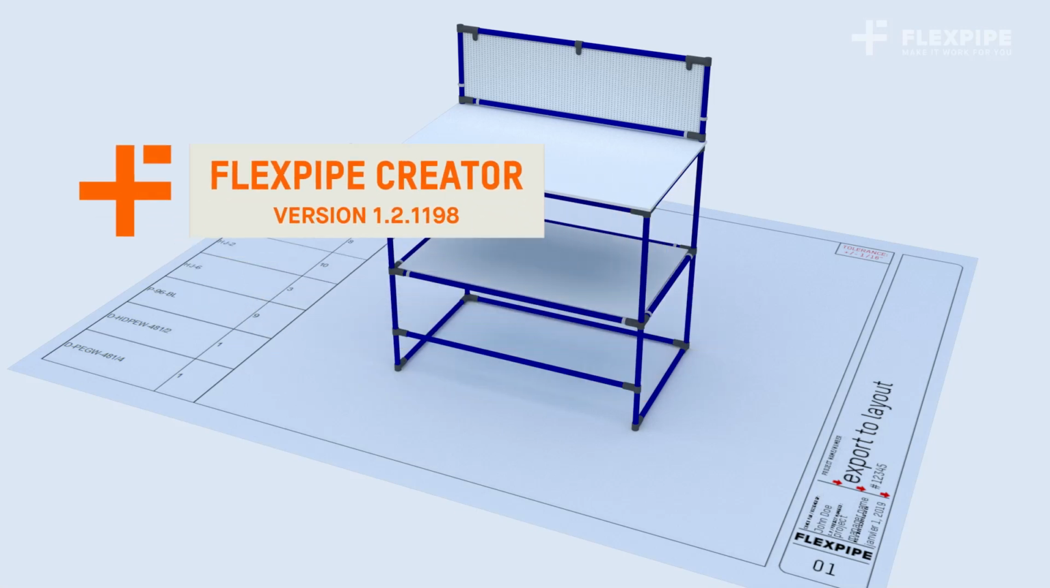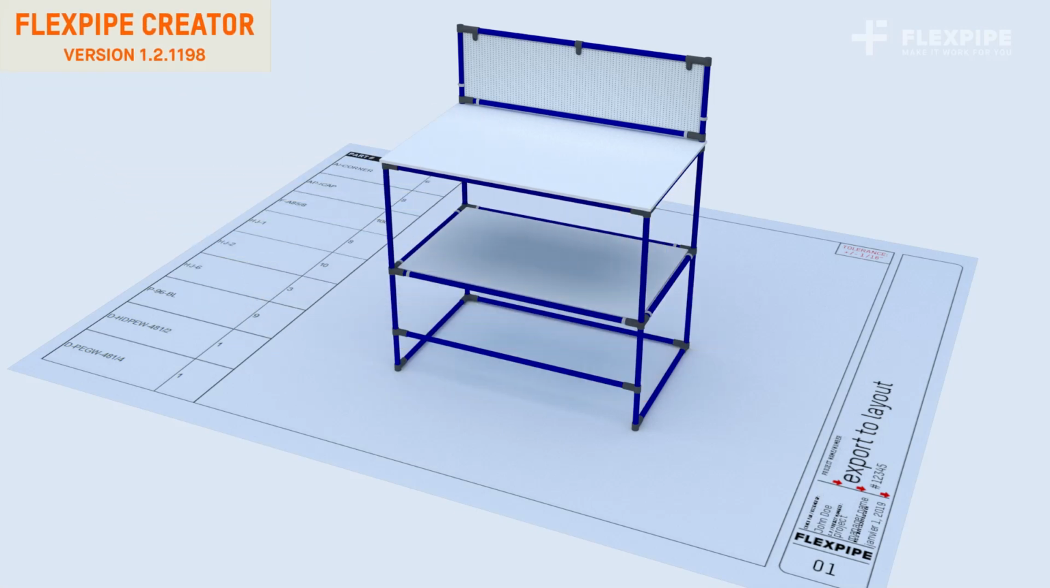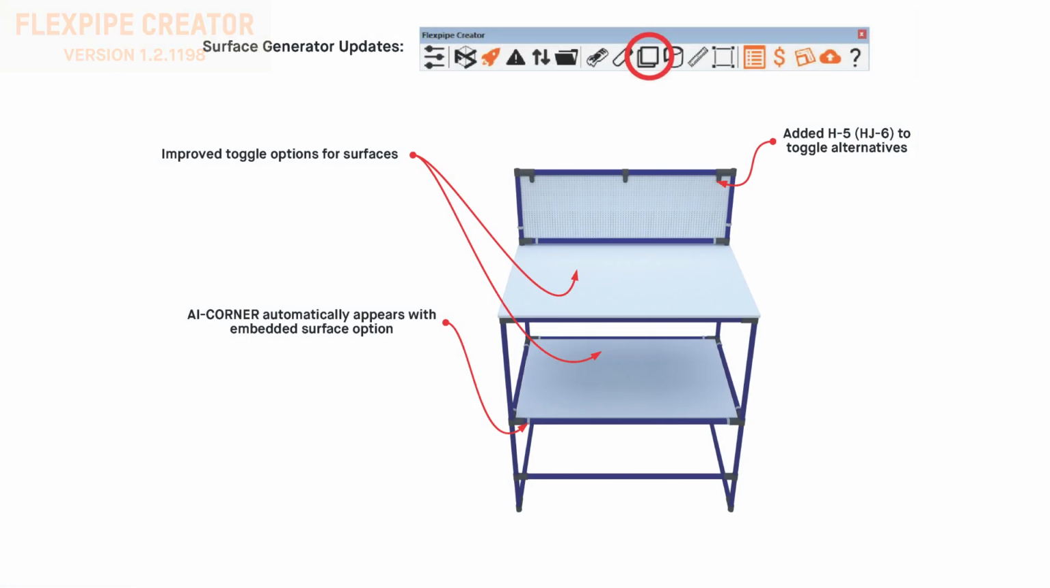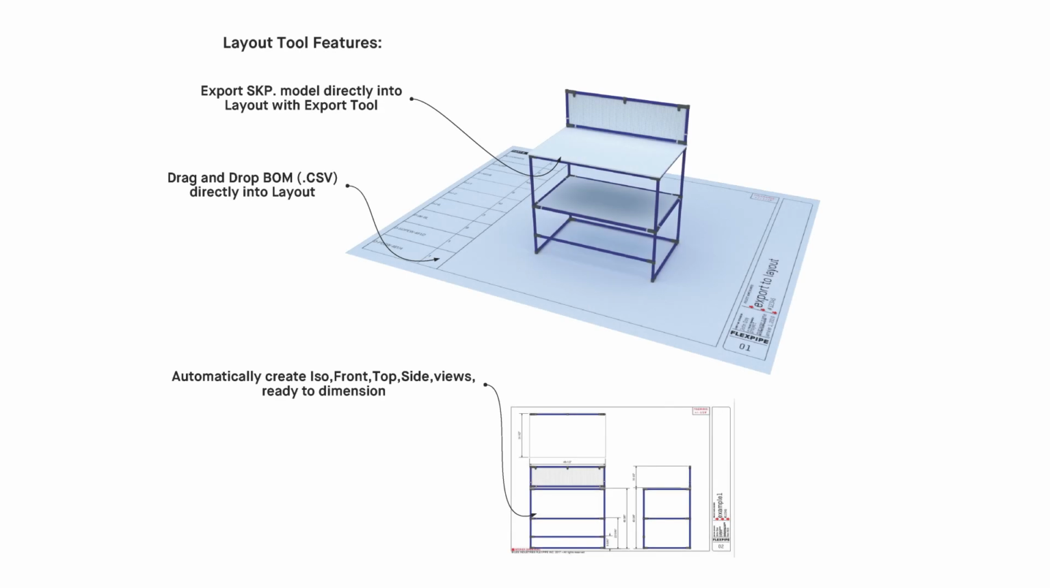All right, so for today, we want to do the updates on the version 1.2.1198. This is the Flexpipe Creator extension available. The first update is the improvement on the features for the surface generator. And then the second one is the new feature for Layoutomate, where we can now export a model into layout for presentation and assembly drawings. And then we can go ahead and add the bill of materials, drag and drop, very simple, straightforward.